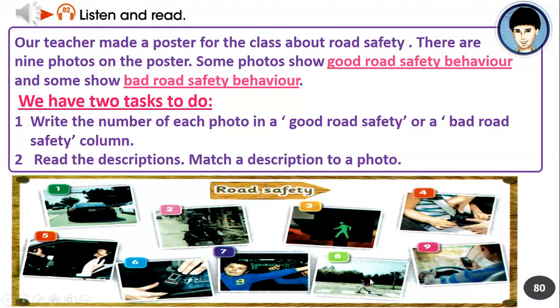Number 8, there is a young boy. He's crossing the road from the zebra crossing. And this is good road safety behavior. While number 9, there is a driver looking at his smartphone while he's driving. This is bad road safety behavior. So pictures 5, 7, and 9 refer to bad road safety behaviors, while pictures 1, 2, 3, 4, 6, 8 refer to good road safety behavior.